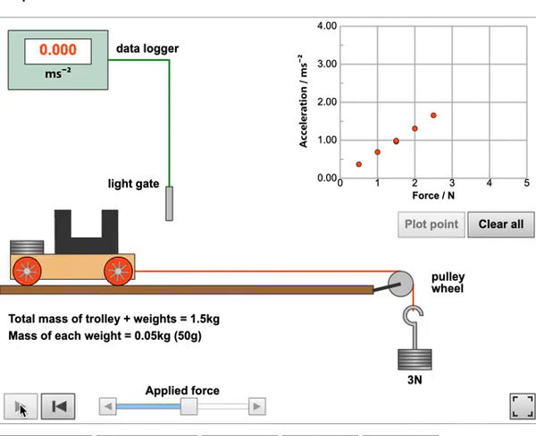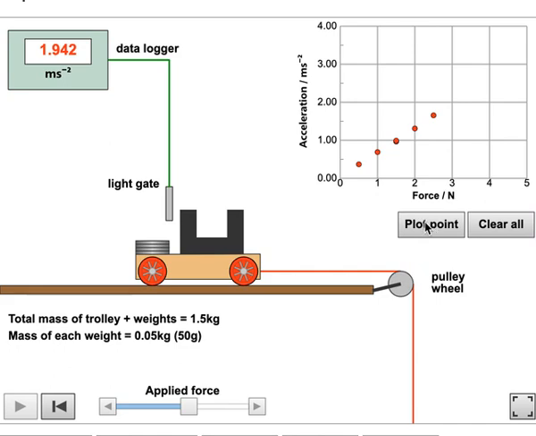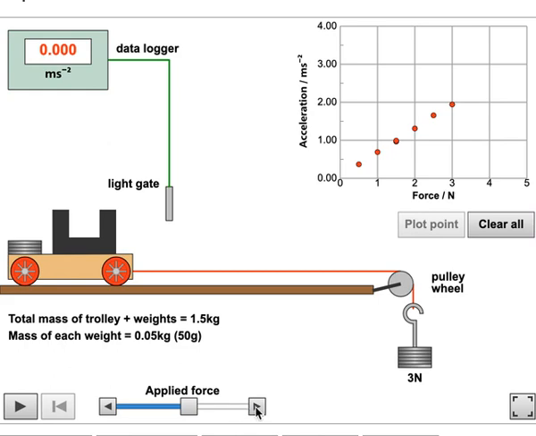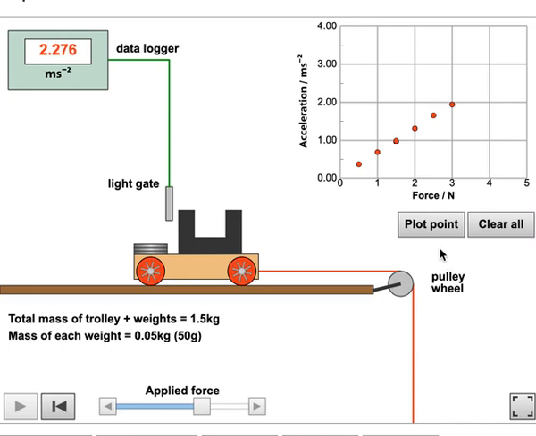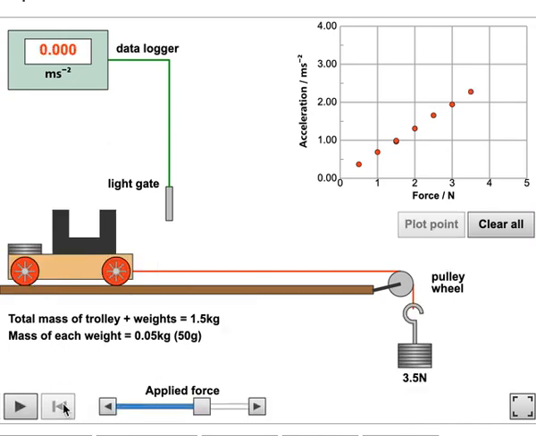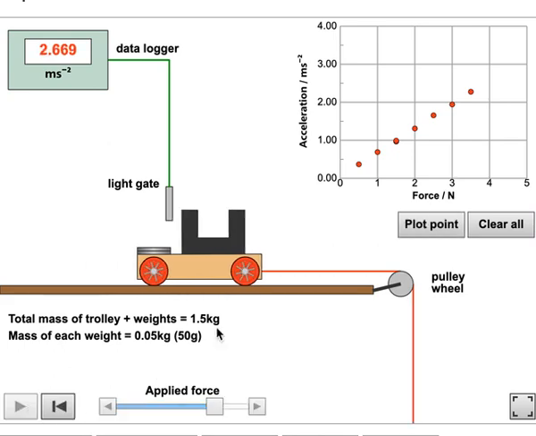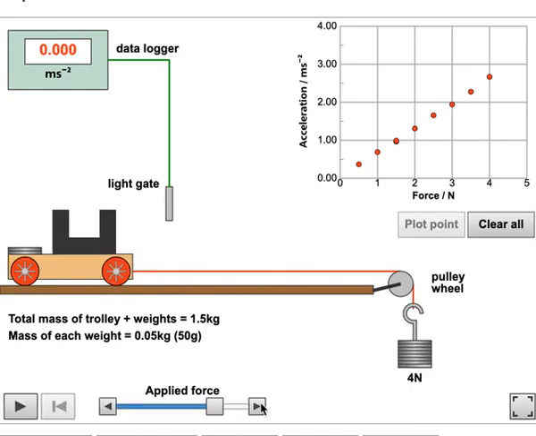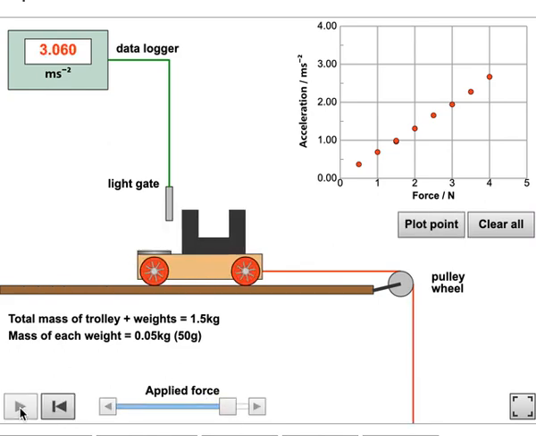3 newtons, 1.942, and we would keep doing this. 3.5 newtons, 2.276, and you can see that this is kind of the trend that we would expect. 4 newtons is 2.669, because we know that as the force increases for a constant mass, the acceleration increases, and you can see it accelerating faster every time we add that on. So for 4.5 newtons it was 3.060 meters per second squared.